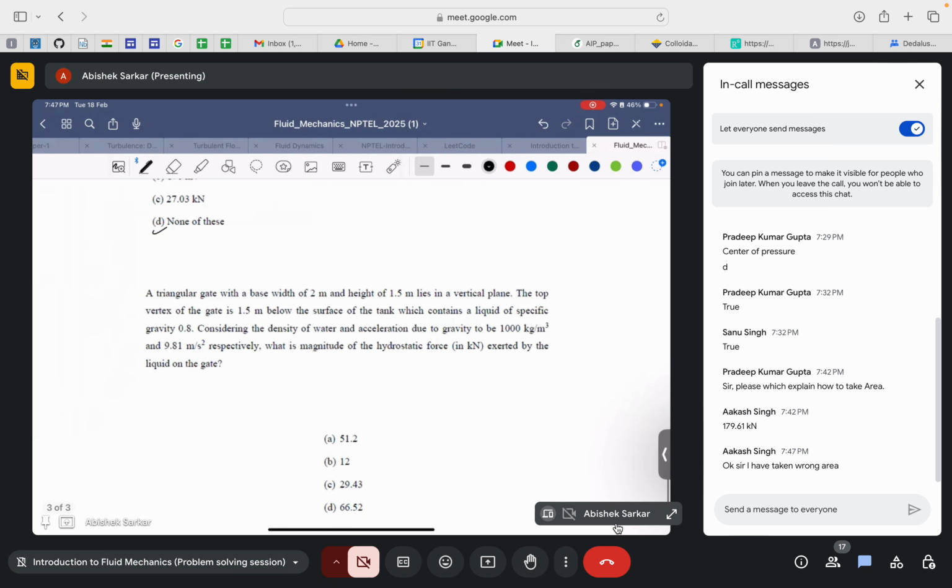So the next question is a triangular gate with a base of 2 meter and height. Let us underline these terms. A triangular gate with a base width of 2 meter and a height of 1.5 meter lies in a vertical plane. So, triangle, 2 meter, 1.5 meter. The top vertex of the gate is 1.5 meter below the surface of the tank. So this is at a depth of 1.5 meter, which contains a liquid of specific gravity 0.8.